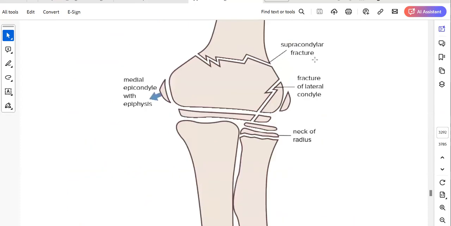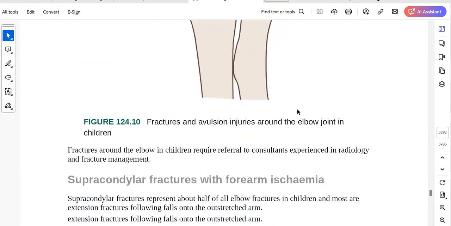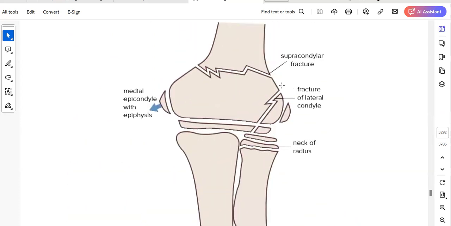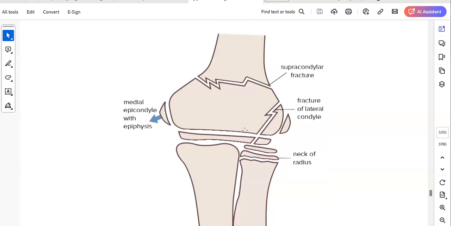Okay. So condylar fractures are not very important, but supracondylar fracture is very important. This is the elbow joint, and in the elbow joint, that's the end of the humerus, and then you have the radius and the ulna. This is the medial condyle and this is the lateral condyle. Fracture of the condyle does not come in exam that much, but just above the condyle, if there is a fracture, that's a supracondylar fracture.